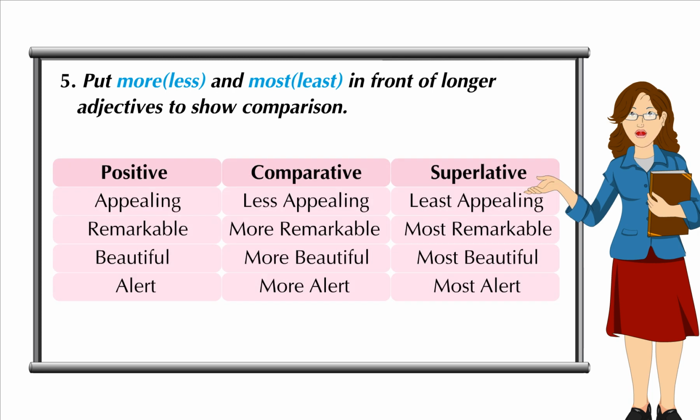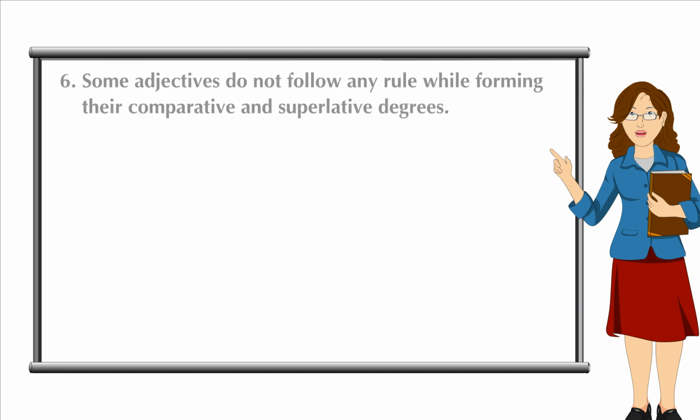5. Put more, less and most, least in front of longer adjectives to show comparison. Positive, comparative, superlative. Appealing, less appealing, least appealing. Remarkable, more remarkable, most remarkable. Beautiful, more beautiful, most beautiful. Alert, more alert, most alert.